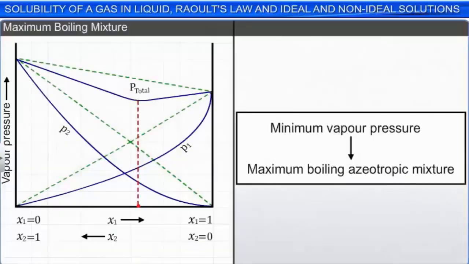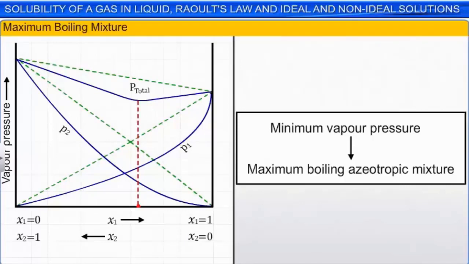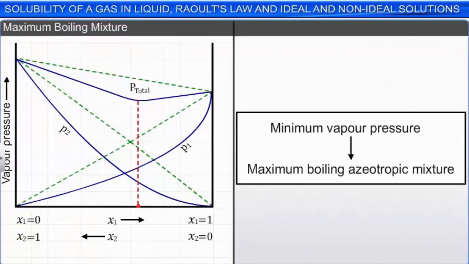Let us now discuss the other type of azeotropic mixtures: the maximum boiling azeotropic mixtures. When the magnitude of negative deviations from ideality is very large, the total pressure curve in such cases passes through a minimum X.